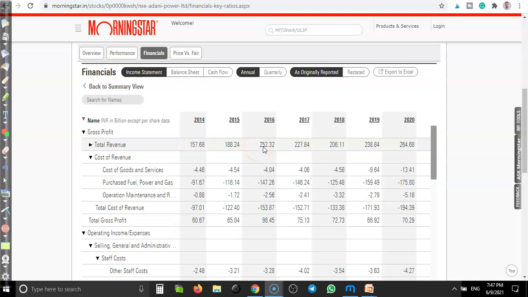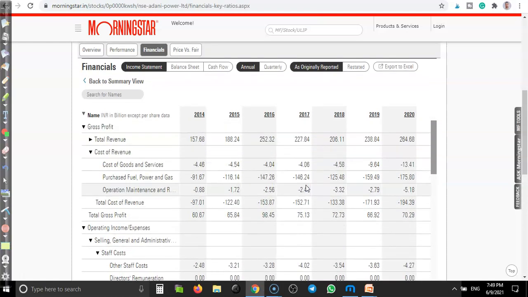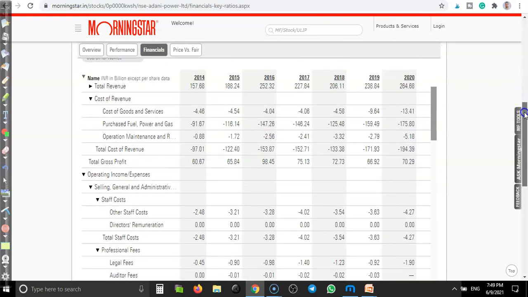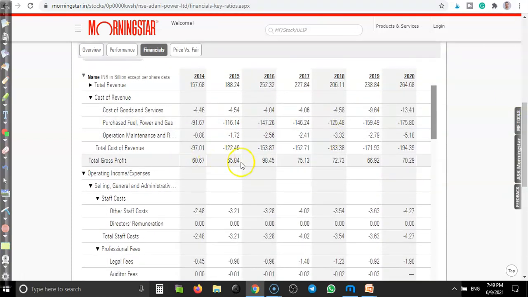16 it's also increasing, but 17 here you can see decreasing. Means revenue is not increasing consistently. And let's see another, gross profit. Gross profit here also, you can see 98, 75, 72, 66, 70. So here you can see profit is not increasing. Gross profit is not increasing consistently.